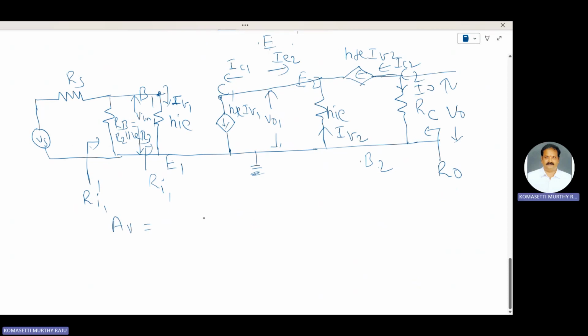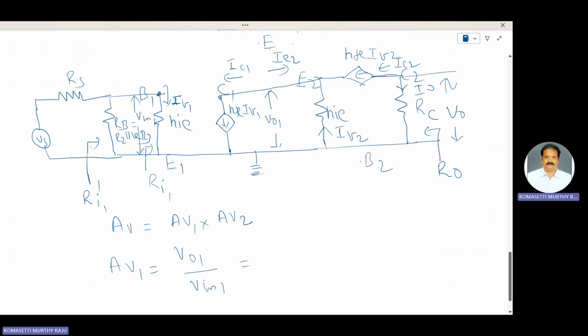AV is equal to AV1 into AV2, since the voltage gain is due to the cascade connection of 2 stages. AV1 is the first stage voltage gain and AV2 is the second stage voltage gain. We need to calculate AV1, which is output voltage V01 by input voltage Vin1.